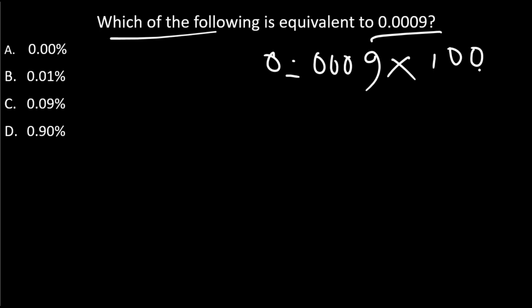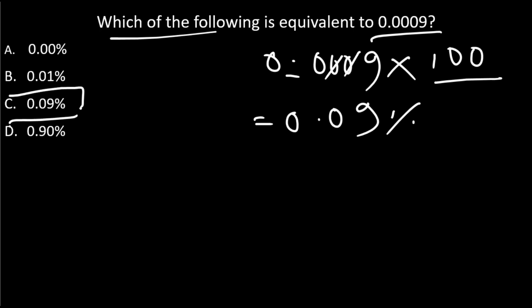Percentage means 100 times, how much the amount is out of 100%. So we need to multiply by 100, which means we move the decimal two places. It will give me 0.09. So we get 0.09%, and that becomes C. The answer is option C.